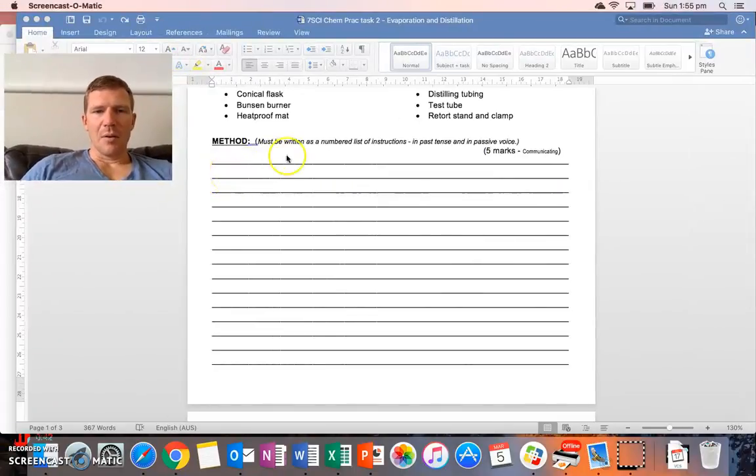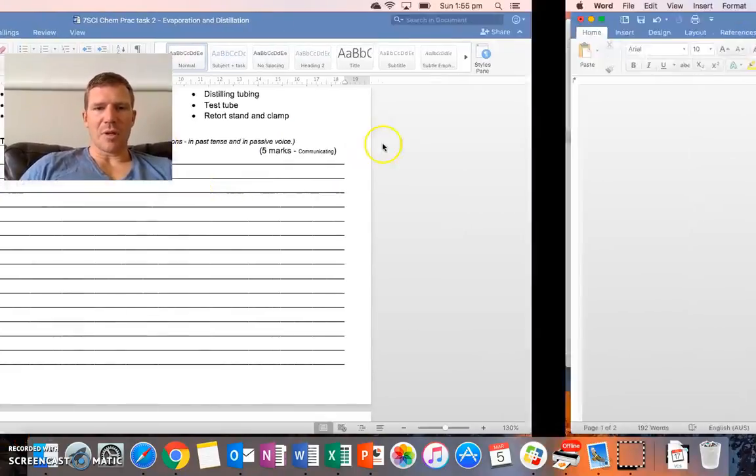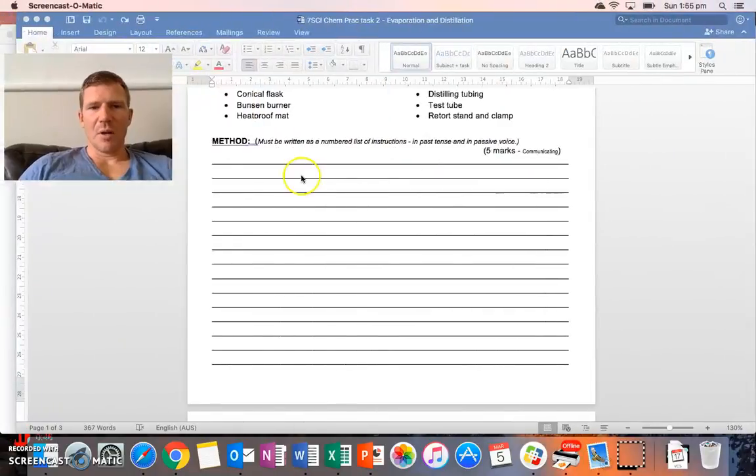In a method, it must be written as a numbered list of instructions, which this obviously is, but also it needs to be in past tense and in passive voice. And the other thing as well is you should avoid trying to use I, we, me, or our. So for instance, you shouldn't say I did this or we did that. You try to make it impersonal, just a list of what occurred for each step.